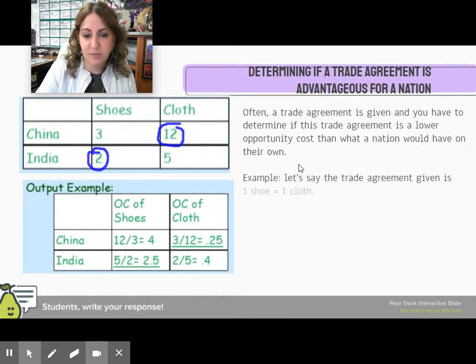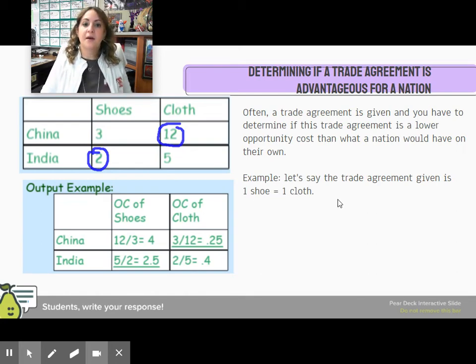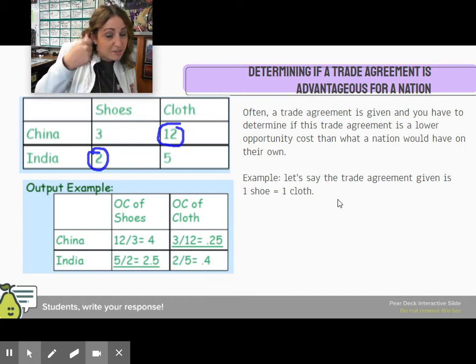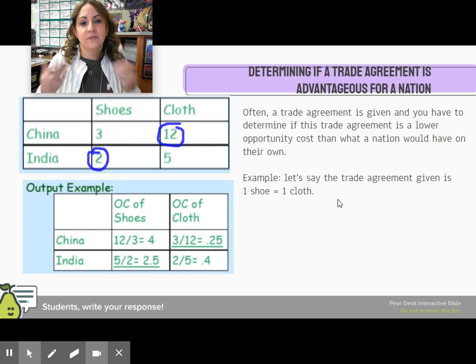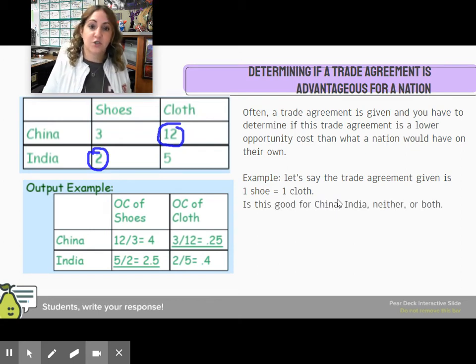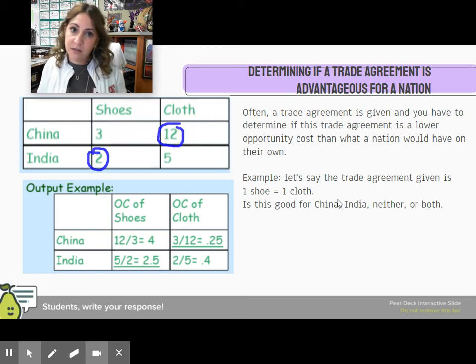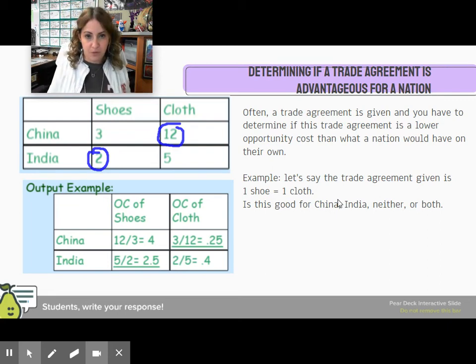So let's say the trade agreement that is given in a problem is 1 shoe equals 1 cloth, meaning China makes only cloth, India makes only shoes, and they're going to trade. I'll give you 1 shoe if you give me a cloth. Well, I'll give you 1 cloth if you give me 1 shoe. That's the trade agreement that's given. We have to now see if this is good for China, good for India, neither, or both.